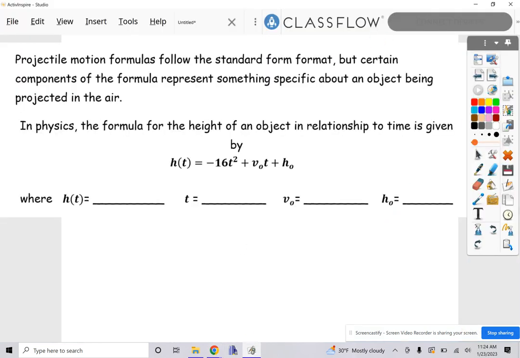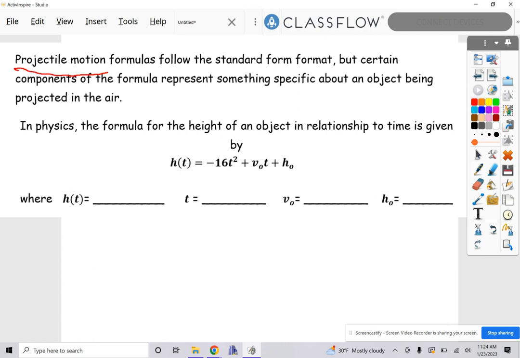Okay, once it's reset, we're going to go over. Let's talk about what we're looking at in this unit first. So we're going to be looking at identifying key features of graphs based on an equation. So there's two big types that we're going to be looking at. The first is projectile motion.